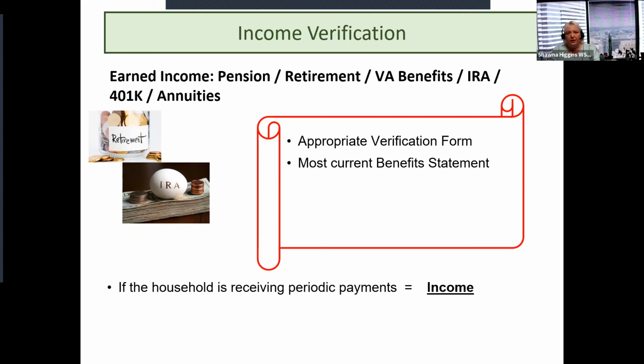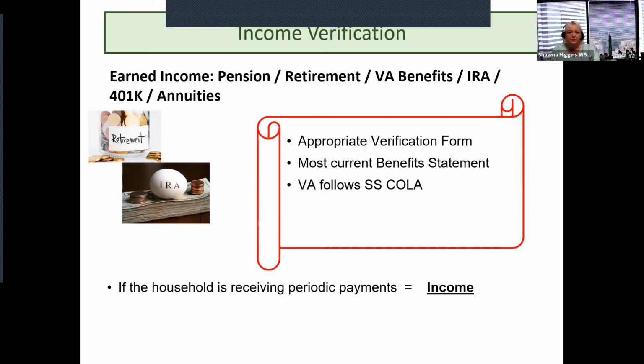receiving those payments from. And you're going to want to get the most current benefit statement. You don't want one from last year. You want it from, hopefully they come every quarter sometimes. So it's going to have to be the most current. And VA follows the Social Security COLA. So you'll want to make sure that that gets adjusted accordingly.